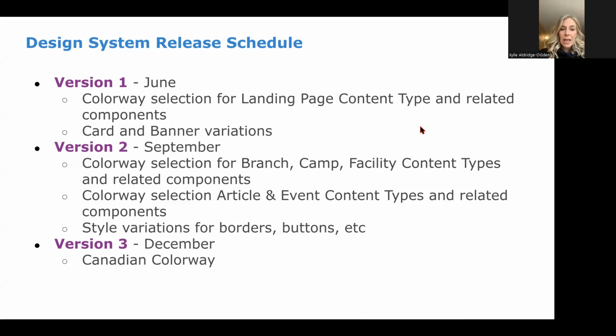What we won't be getting in this version is all the colorways for the branch, the camp, and the facility content types, and their related components. That is going to be coming to you in September. Unfortunately, we bit off quite a bit more of a design system than we can deliver in one sprint, so we're going to stage that one out. These will come with all the variations for borders and button styles, et cetera, that we've got on the card, and we'll be happy to demo it for you.